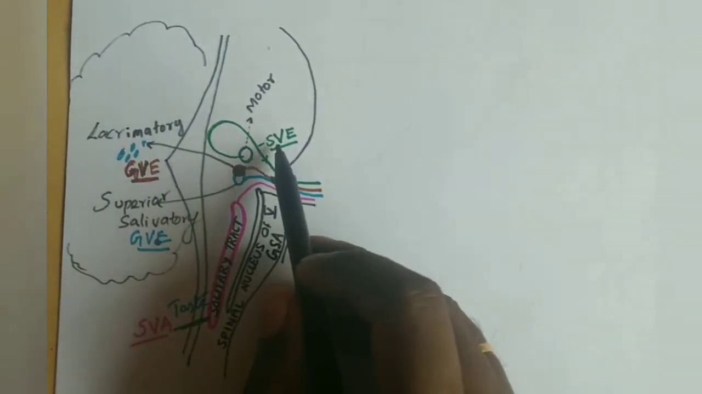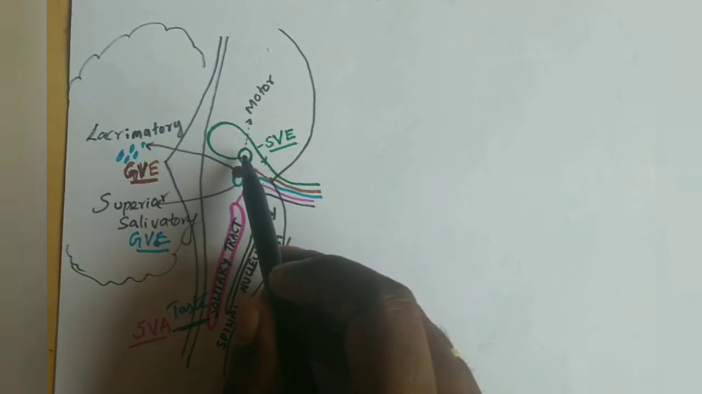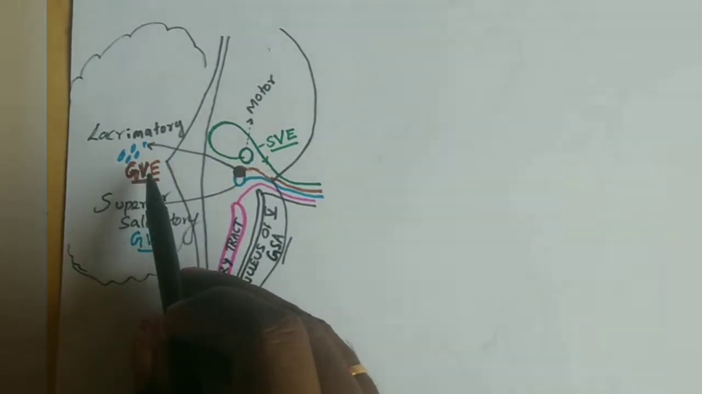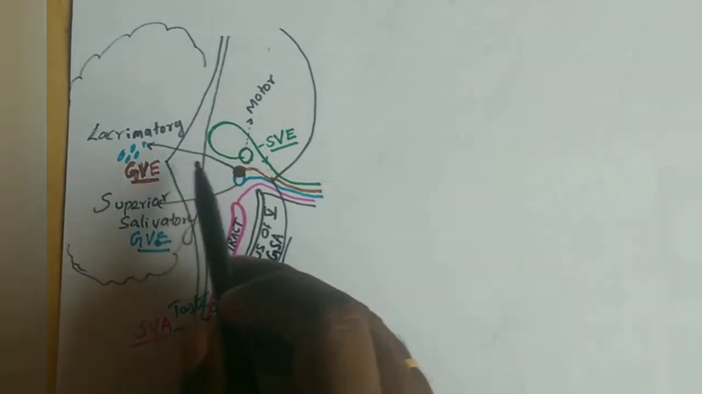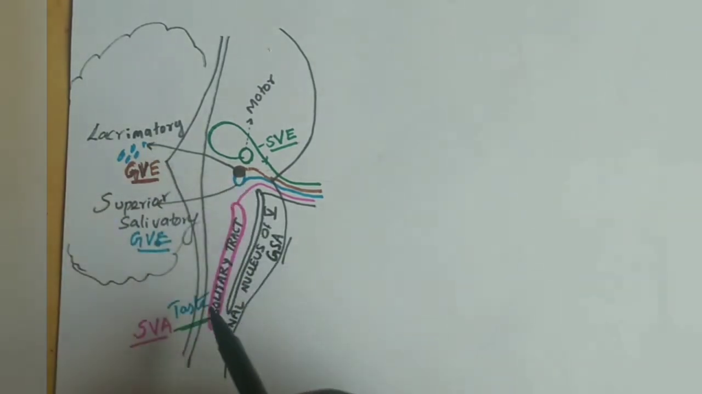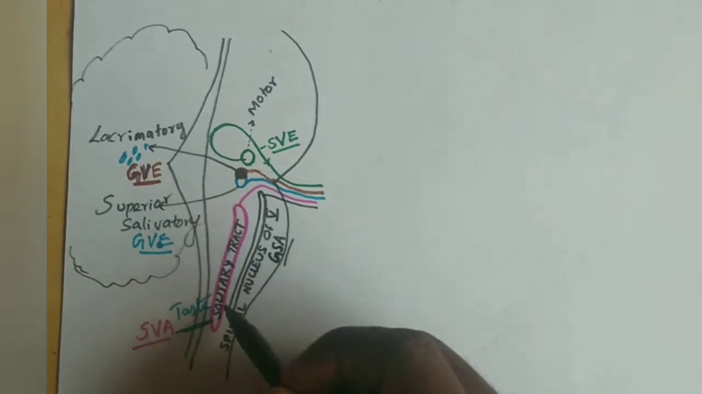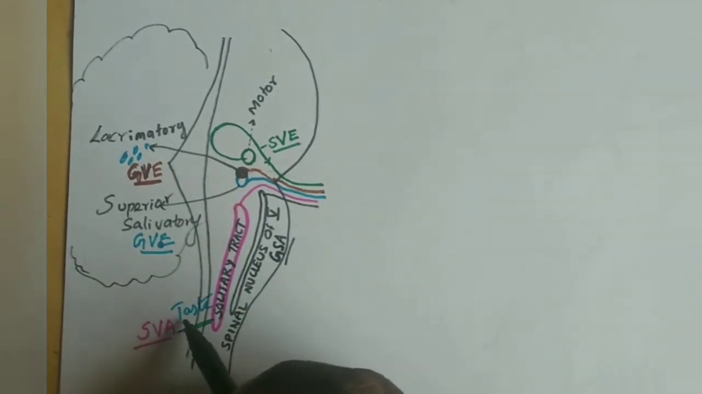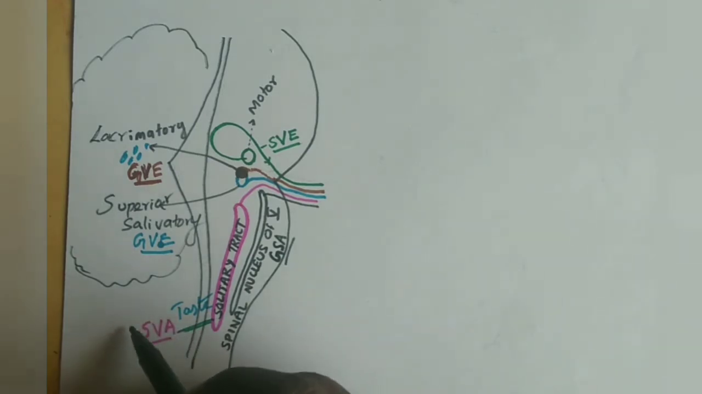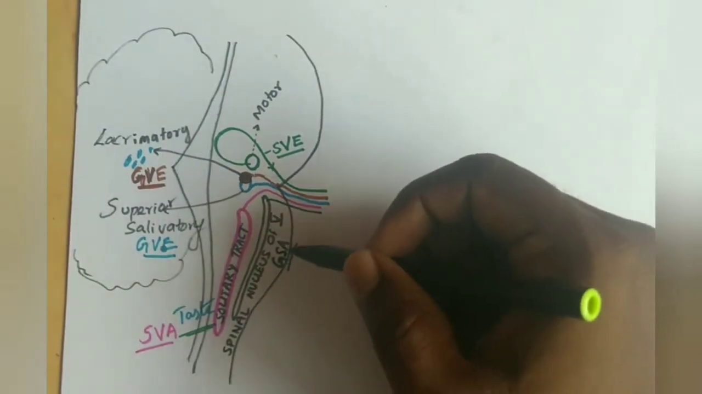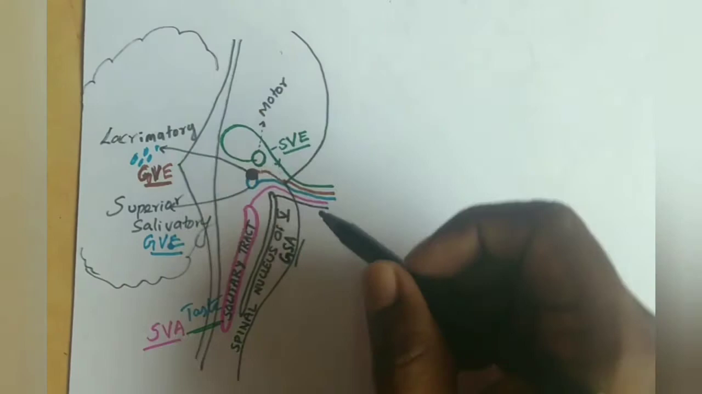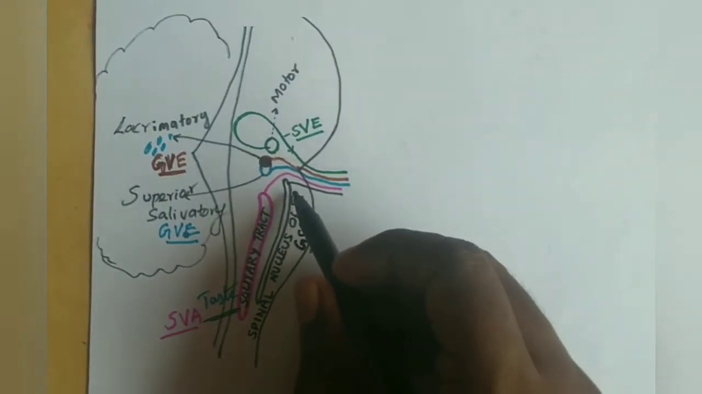Now we can see we have special visceral efferent fibers which will be coming from the motor nucleus. We have the general visceral efferent component which will be coming from the superior salivatory and the lacrimatory nucleus. Then we have the fibers coming from the solitary tract which will be carrying the special visceral afferent fibers. At last are the general somatic afferent fibers which will be coming to the spinal nucleus of the trigeminal nerve.